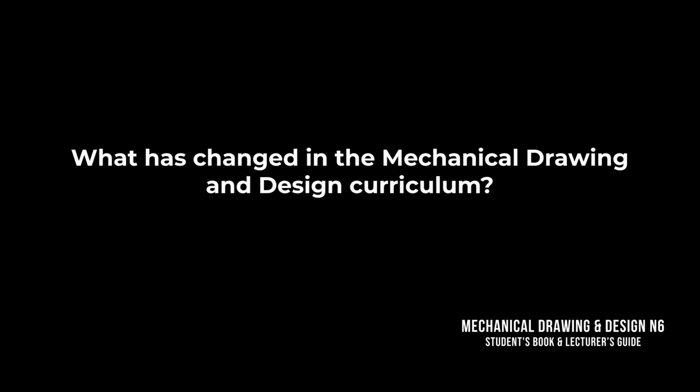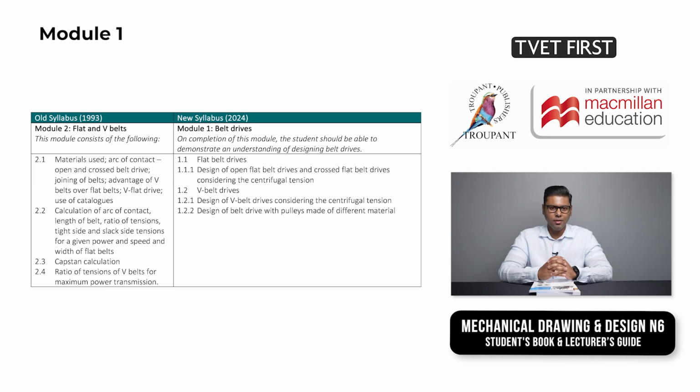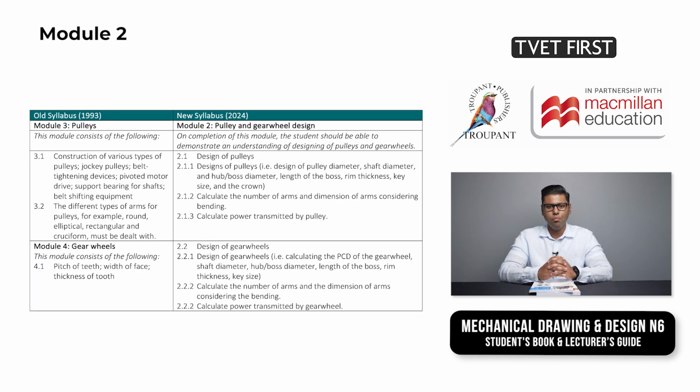What has changed in the mechanical drawing and design curriculum? Topics remain substantively the same, although the learning outcomes are specified in much greater detail, and several old topics have been merged with new topics. The order in which the topics are covered has also changed. Module 1, Belt Drives, updates the syllabus from the old Module 2, Flat and V-belts. Module 2, Pulley and Gear Wheel Design, combines Module 3 and 4 from the old curriculum.